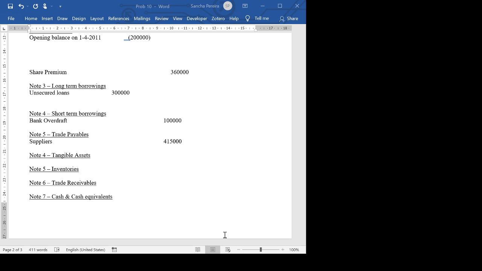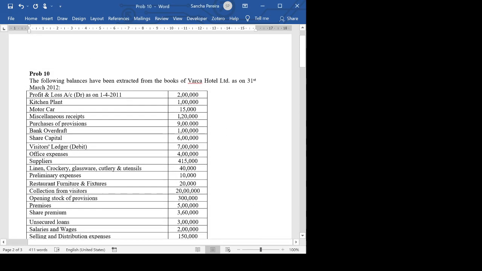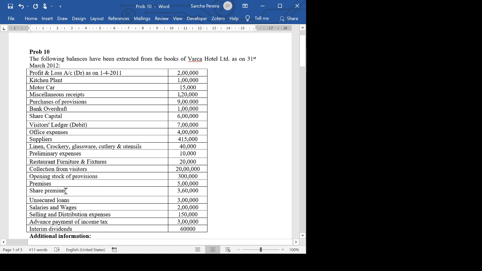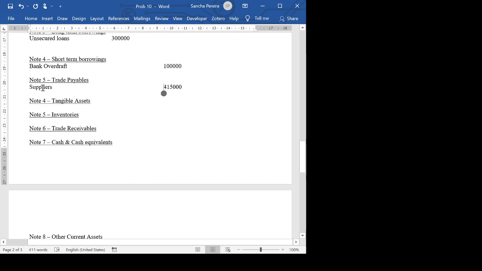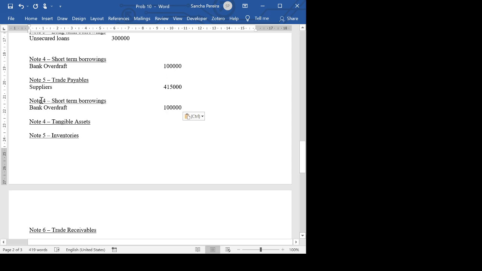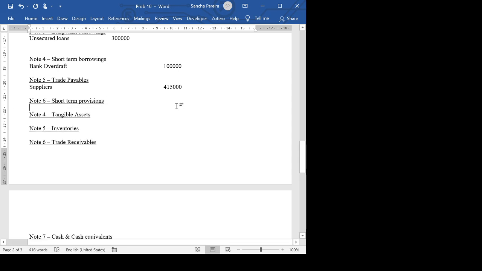I don't think we have anything under other current liabilities. Let's just check it out. I don't remember discussing anything under other current liabilities. Yeah, there's nothing. So we directly go to provisions, note 6, short-term provisions. Now we have two items here. One is the proposed dividend, which we are yet to calculate, and the second is the provision for taxation. It's given to us, but we will write it a little later. But I will write that note and keep it, because we know there's something happening here.